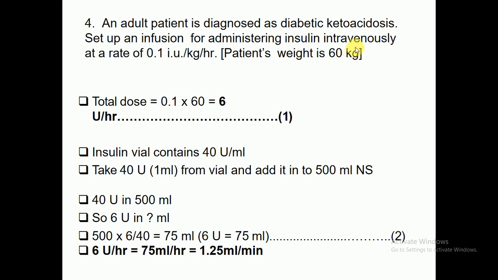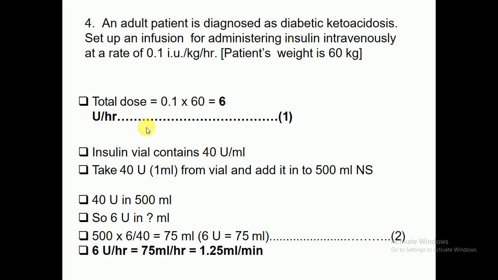So first of all, you will have to understand the question: what is the weight of the patient, and the dose which we are going to calculate. An adult patient is suffering from diabetic ketoacidosis. Set up an infusion for administering insulin. We are going to inject insulin intravenously at the rate of 0.1 IU per kg per hour. So these are two points.